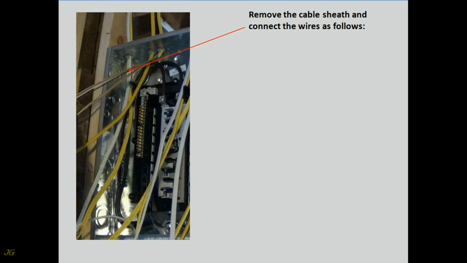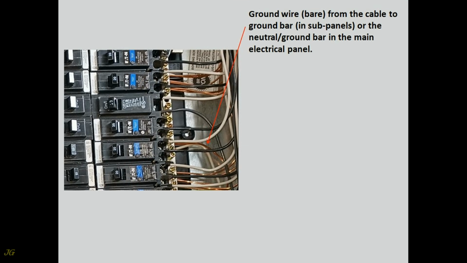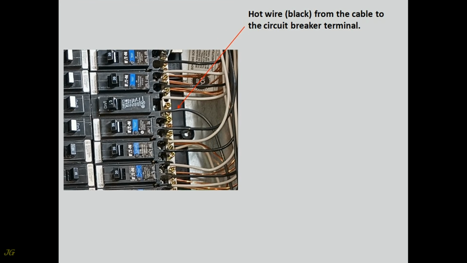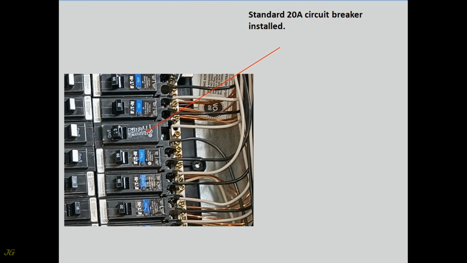Remove the cable sheath and connect the wires as follows. Ground wire, bare, from the cable to the ground bar in sub-panels, or the neutral ground bar in the main electrical panel. Neutral wire, white, from the cable to the neutral bar in sub-panels, or the neutral ground bar in the main electrical panel. Hot wire, black, from the cable to the circuit breaker terminal. Standard 20 amp circuit breaker installed.